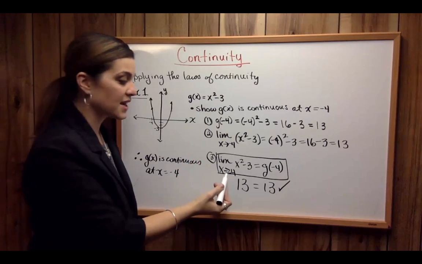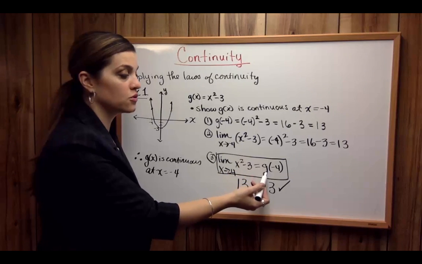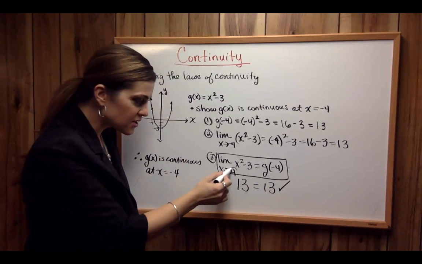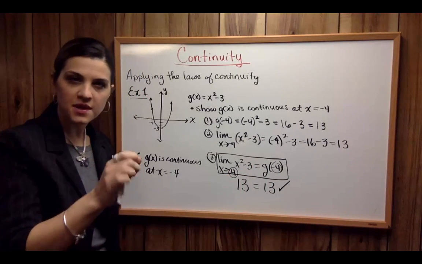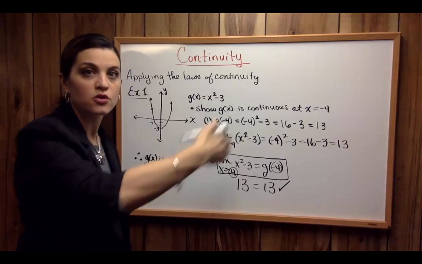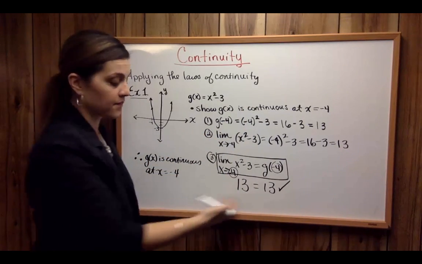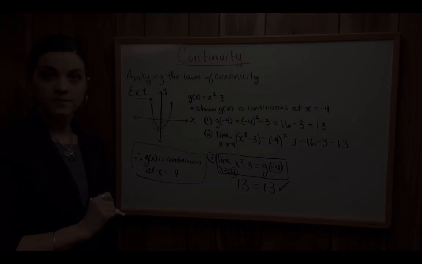You need to show the limit as x approaches the A value of the function is equal to the function with the value inside. So be mindful that this is always the A, this is always the A. Students mix that up sometimes. They're not sure what to place here. X approaches the A value. And then in your final statement, make sure you state what your result is.